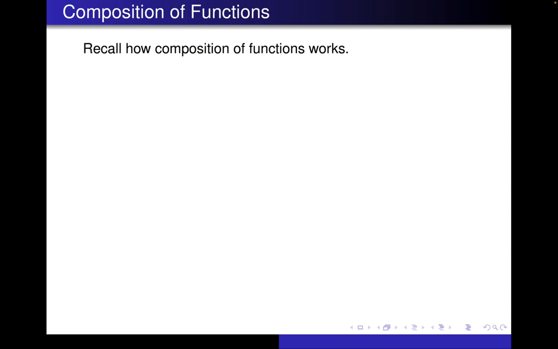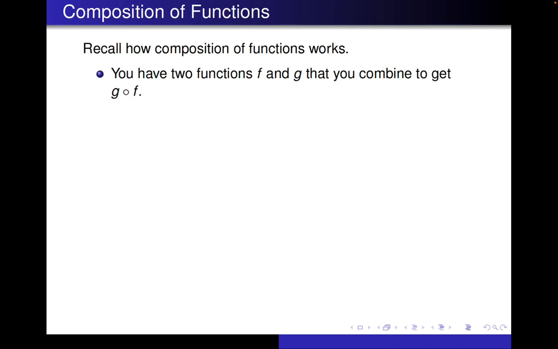All right, so I want you to recall from your algebra days how we take the composition of two functions. We have two functions f and g, and when we combine them, the notation we use to talk about the composition of functions is g circle f. You may recognize that notation. The idea is g circle f is the function that takes an input x, and you output g of f of x.